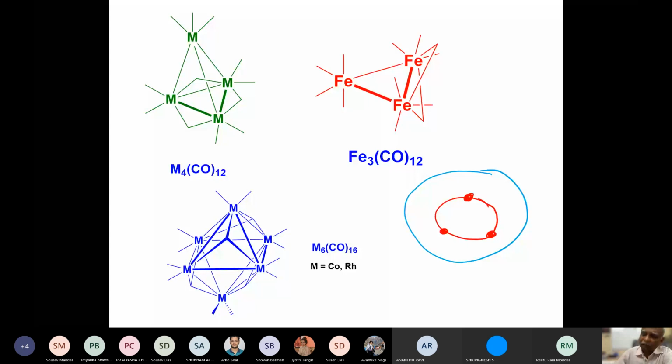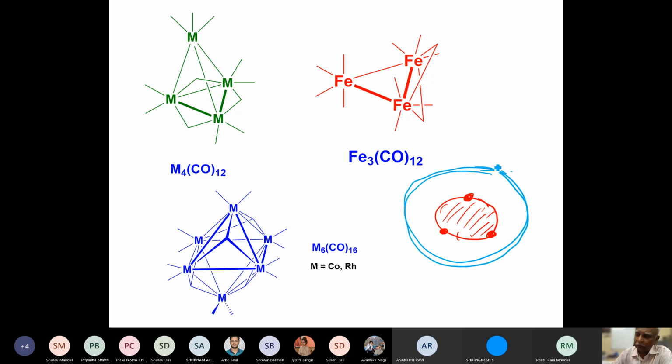So let's assume that you have a sphere, and that sphere, this is a sphere, and superscribed around it is another sphere, right? This is a bigger sphere, and this sphere describes the position of the 12 carbon monoxides.